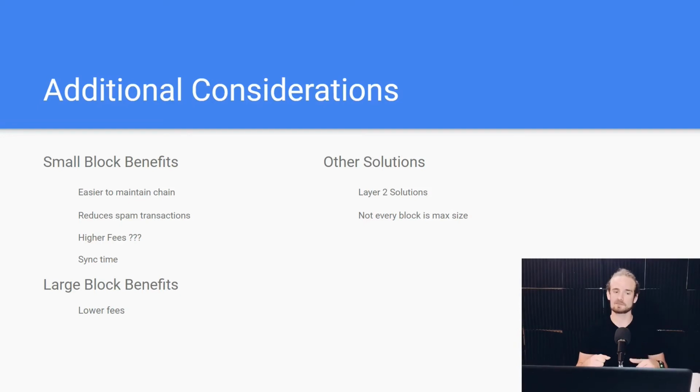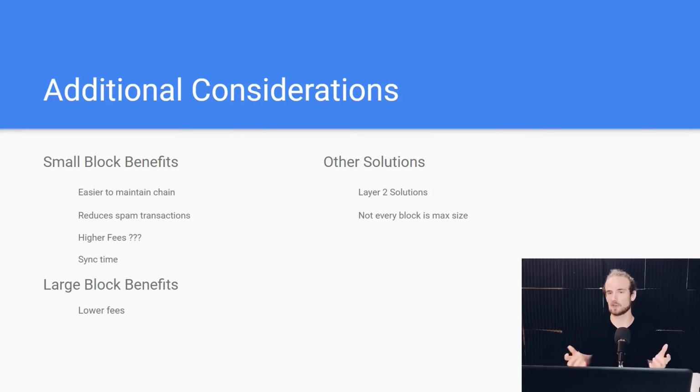So as with everything else in cryptocurrency, we see that there is a little bit of a trade-off. With the small blocks, let's start with the large blocks first because I think the benefit here is most immediate. The most immediate benefit is lower fees, right? Because there's more space on this bus, because there's more room in this package, we can pay a lower fee and still have our transaction processed. It makes sense. However, some people would say that there's benefits to the smaller blocks as well.